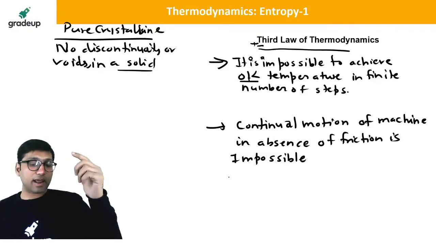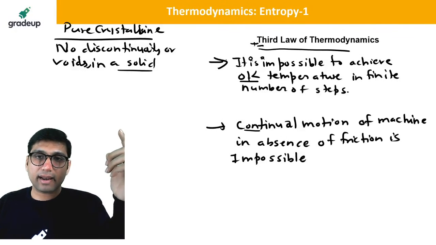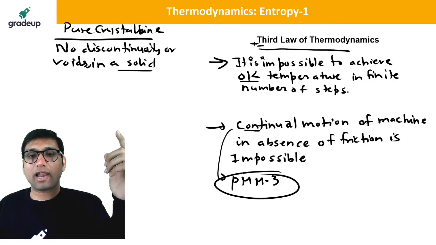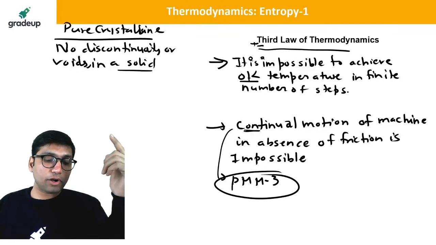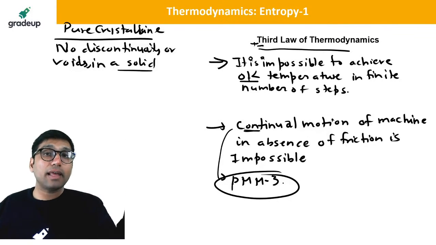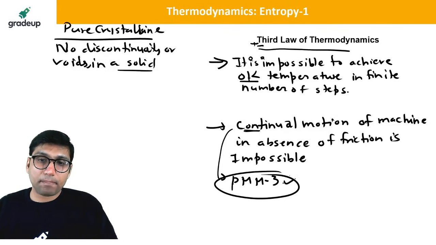The third law of thermodynamics has two statements. One is this and this is the other statement. A device which violates this statement of the third law of thermodynamics is called PMM3. PMM3 is a device which violates the second statement of the third law. It is a device which operates continuously in the absence of friction. That is PMM3.